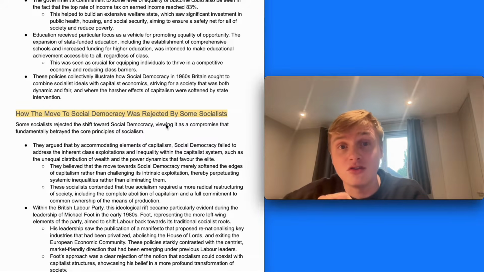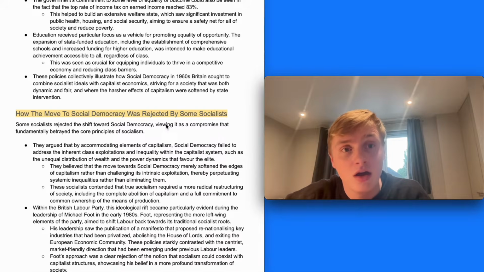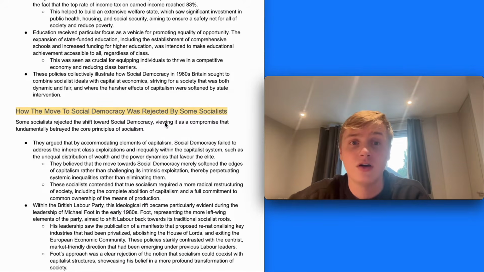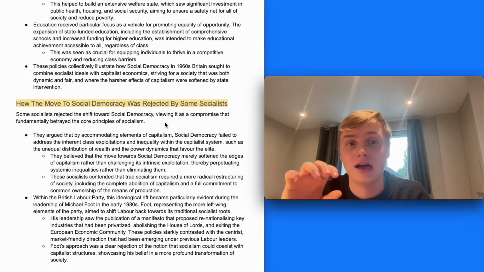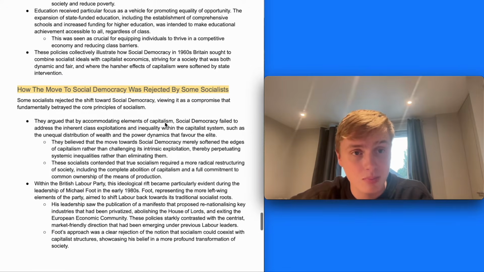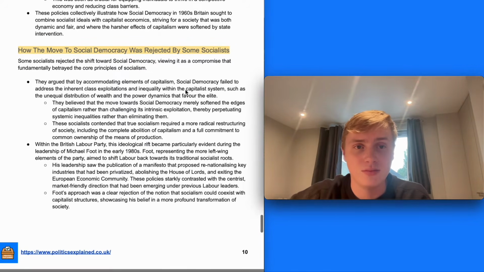Their focus on equality of opportunity also received particular focus, especially in education, with Anthony Crosland as Secretary of State for Education in the period, introducing comprehensive education, as well as increased funding for higher education to try and make educational achievement accessible for all, regardless of your class. And therefore, this overall illustrates how social democracy in the 1960s in Britain sought to combine socialist ideals with capitalist economics, striving for a society that was both dynamic and fair, and where the harsher effects of capitalism were softened by state intervention.